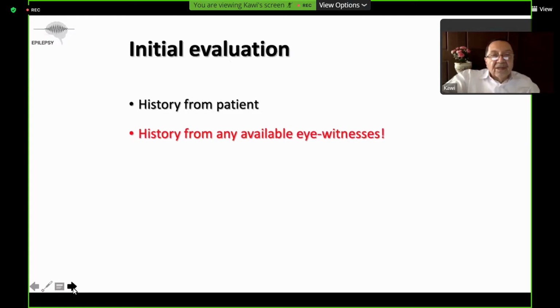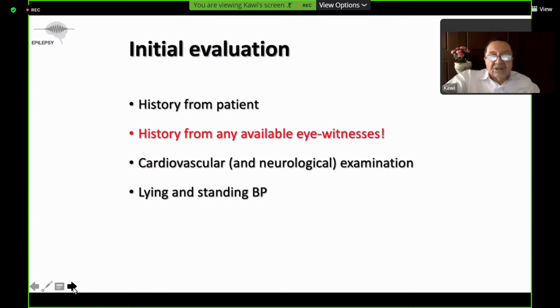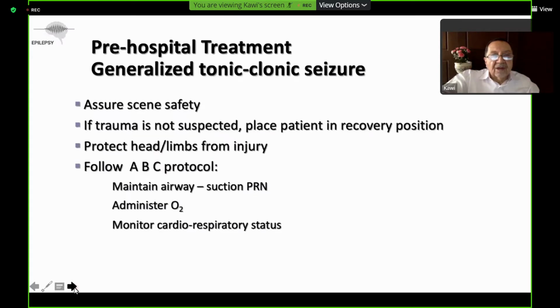So after the history, we need an eyewitness. We check for cardiovascular and neurological examination if the patient has any arrhythmias. We check for lying and standing blood pressure, because patients who have difficulty in maintaining the proper blood pressure when they stand up, we call that orthostatic hypotension, may be predisposed to syncope. And we do a 12-lead electrocardiogram to make sure that there is no cardiac problem.